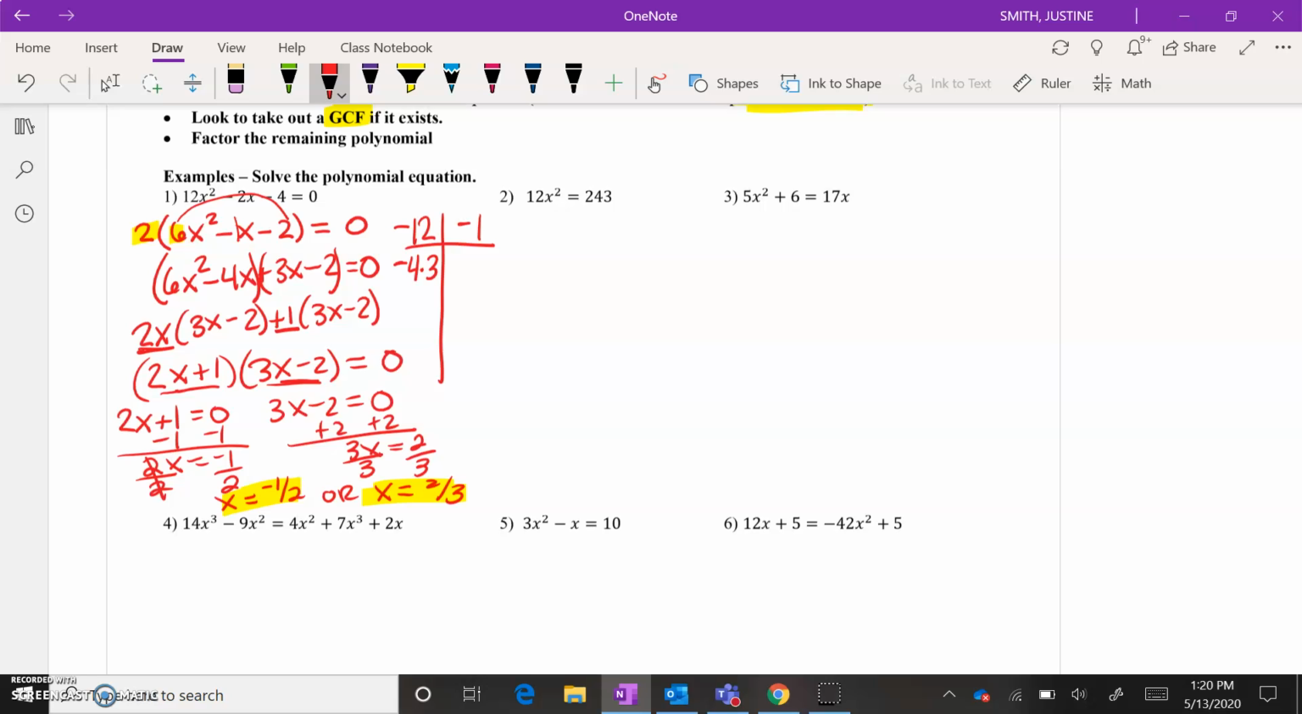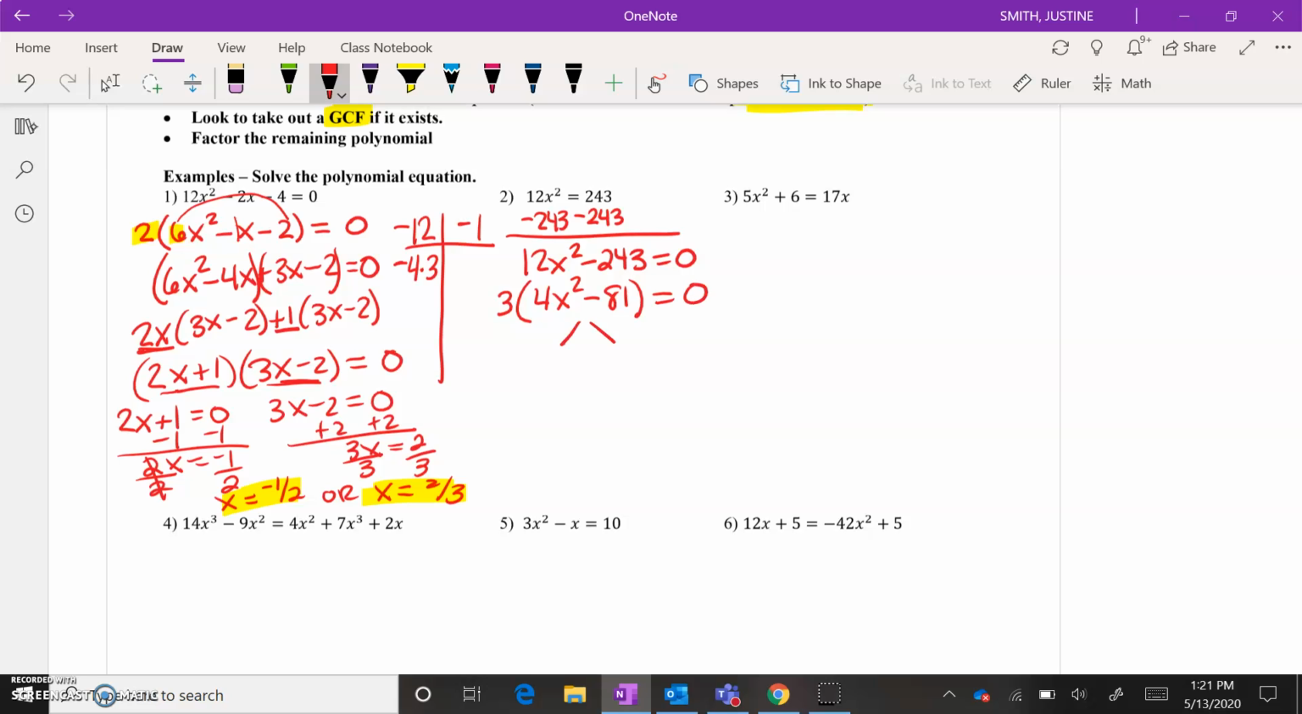All right, so for number 2, the first step I need to do is set this equal to 0. So I have to bring over my 243 here. So I have 12x squared minus 243 is equal to 0. Looking at this, there should be a GCF here. 243 divided by 3 is 81. So let's take a 3 out here. That would give us 4x squared minus 81.